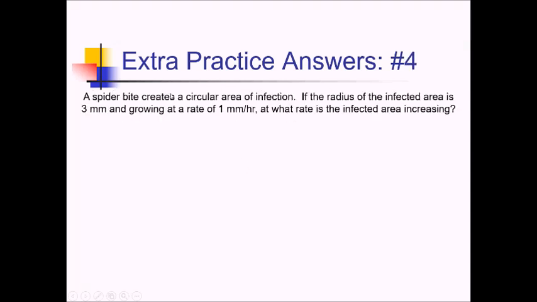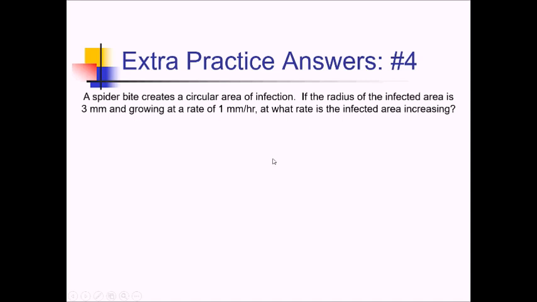For this problem, we have a spider bite creating a circular area of infection. If the radius of the infected area is 3 millimeters, growing at a rate of 1 millimeter per hour, at what rate is the infected area increasing? So we have a rate of a radius changing, and we have a rate of change for an area. Because we have multiple rates and they're all related, this is a related rates problem, we have to come up with a formula that ties all of this stuff together and then take its derivative with respect to time.